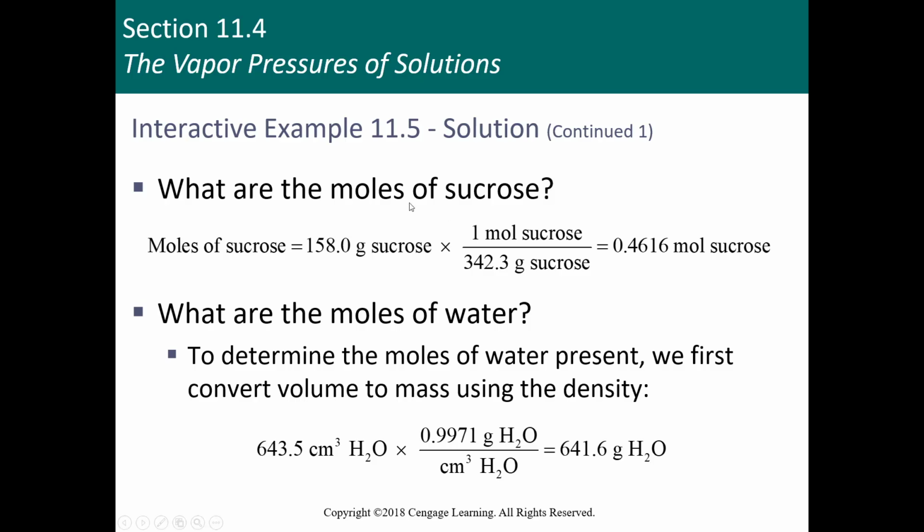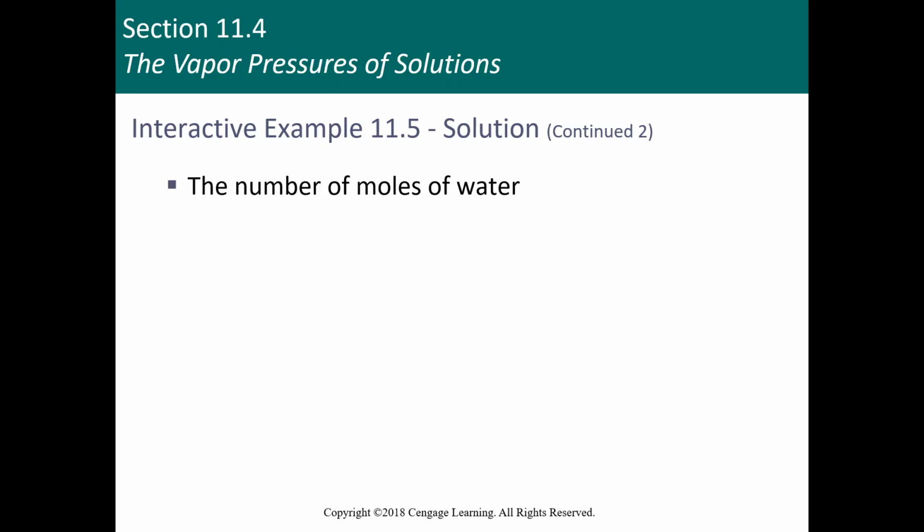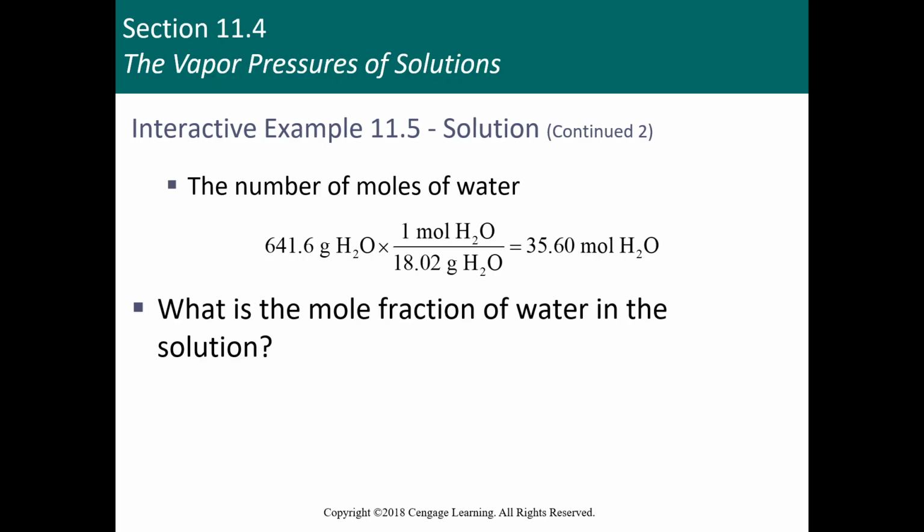Now this is 643.5 milliliters or cc's of water. This is then going to be multiplied by our density, which is 0.9971 grams over 1 cc. Again, those are the numbers that were given to us. That gives us our mass of water, which is 641.6 grams. Alright, so the number of moles of water then is going to be our mass divided by our molar mass.